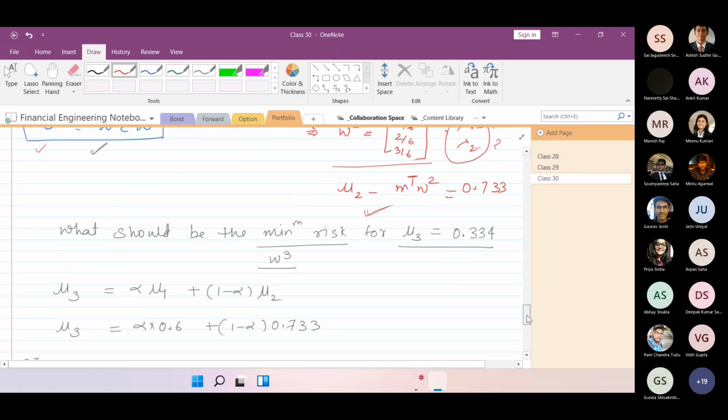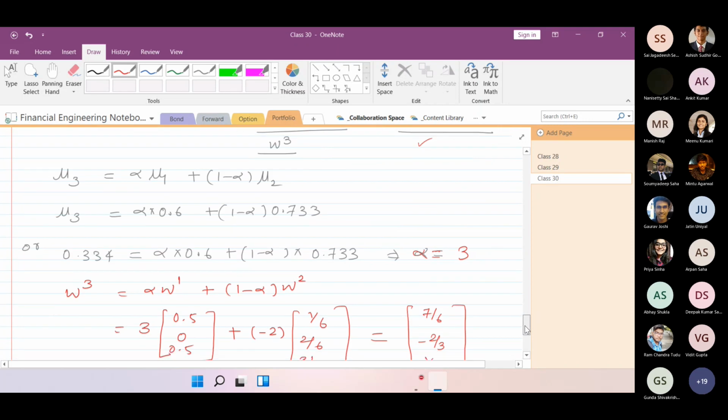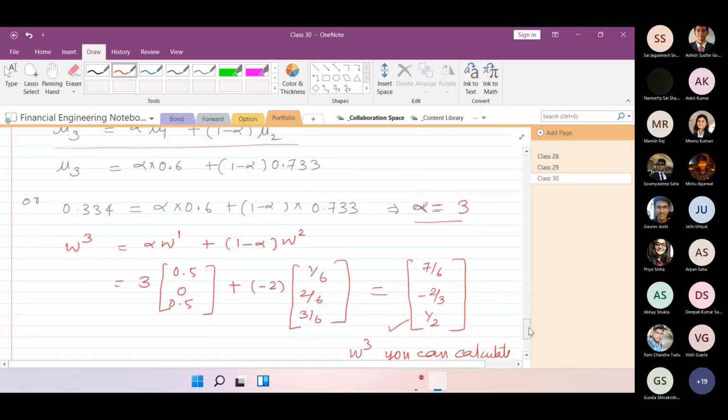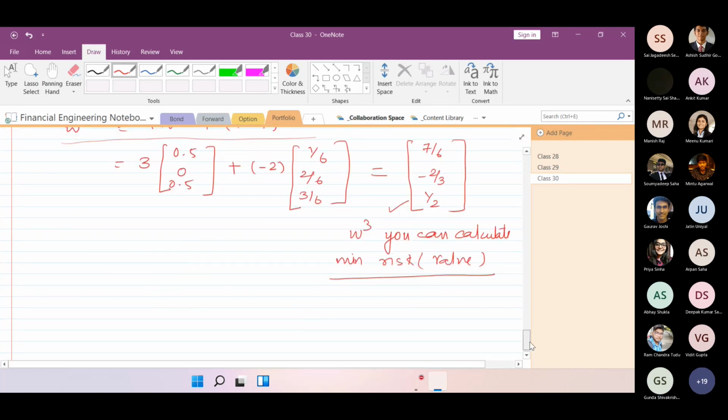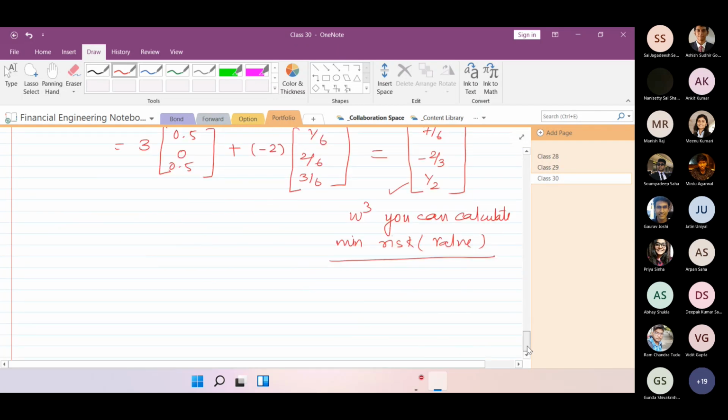So I'm saying, what should have been the minimum risk for a return mu 3. So I try to get mu 3 using the same expression and get the value of alpha. Once I know the value of alpha, I will do the same combination and get the value of weight 3. And this would give me the weights for the minimum risk. So once you know the weights, you can actually calculate what would have been the risk or the variance. This is what we have done in today's class. Sir, got it, sir. Thank you, sir.